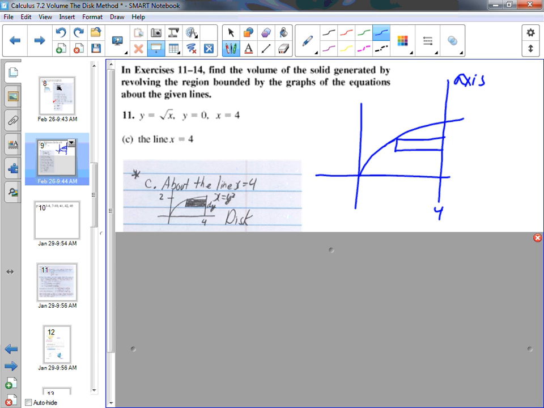All right, so I've got the graph. I've got the line. I've written that it's about the line x equals 4. I've got my function, y equals the square root of x, written on here. Now, the width of that rectangle, the height of that disk, dx or dy? dy. So, my function is written as a function of x, isn't it? y equals square root of x. I need to change that. Square both sides, and you get x equals y squared. Now I've got it written as a function of y.